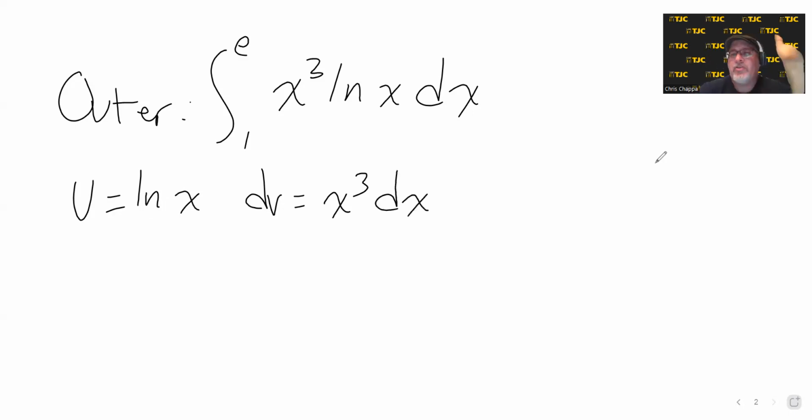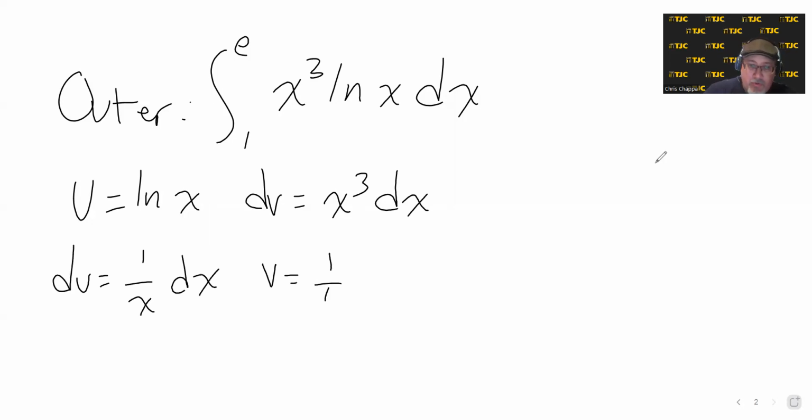But the whole purpose of integration by parts is to make the integrand more tolerable. And I think differentiating the natural log to make it 1 over x will make it easier to manipulate. Speaking of which, du will be 1 over x dx. And v, an antiderivative of x cubed, is 1/4 x to the 4th. So using integration by parts, our integral is going to equal 1/4 x to the 4th, so uv, here's the v, times u, which is natural log of x.